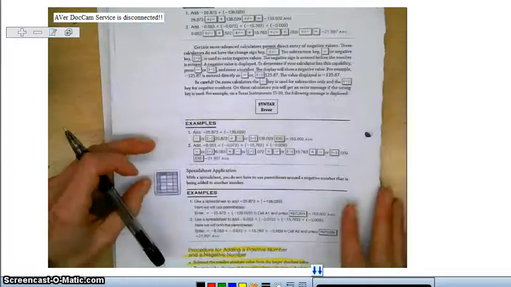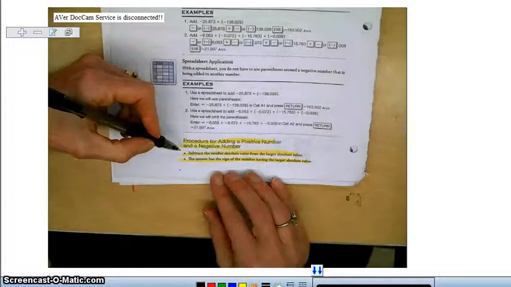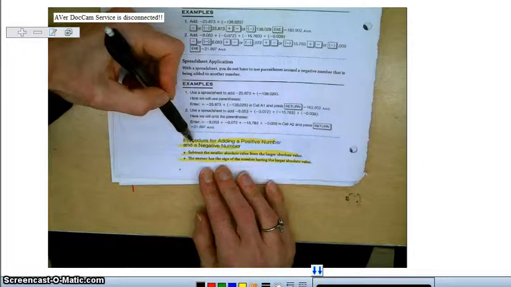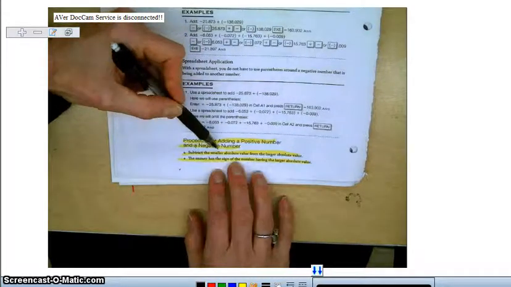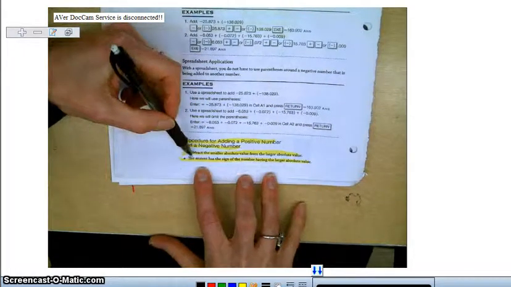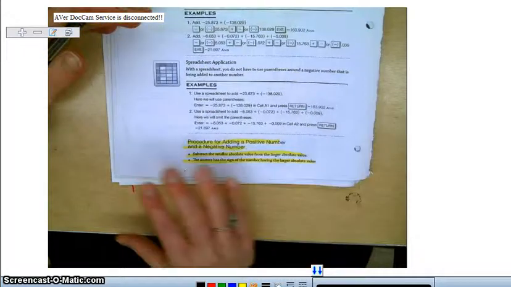All right, so adding a positive number and a negative number. This is on page 188. The procedure for adding a positive number and a negative number: subtract the smaller absolute value from the larger absolute value. The answer has the sign of the number having the larger absolute value. So let's look at a couple of examples.